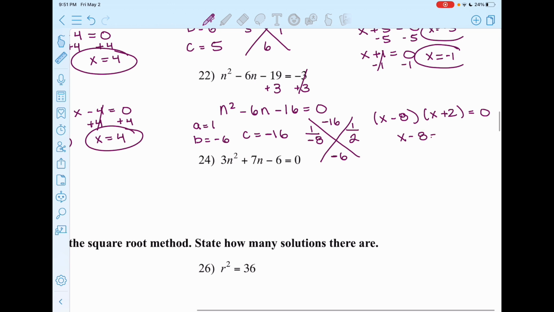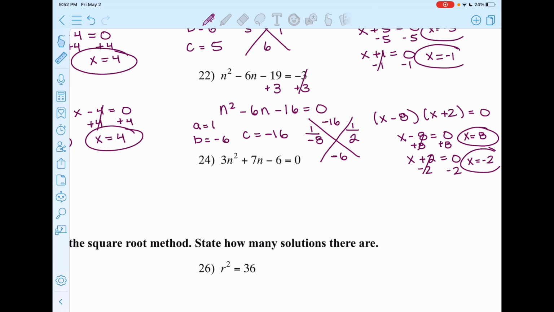And then we set each equal to 0. I'm going to add 8 to both sides. And then subtract 2 from both sides. So my x-intercepts are positive 8 and negative 2. So before you solve and factor, please, please, please make sure that your equation equals 0.